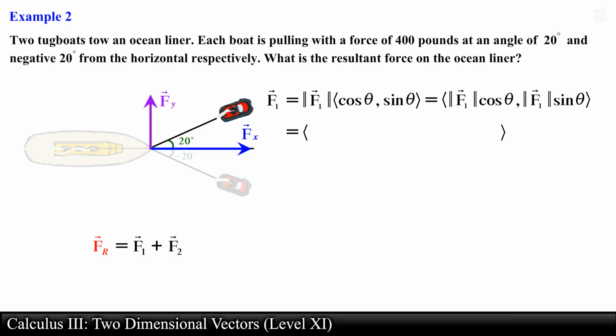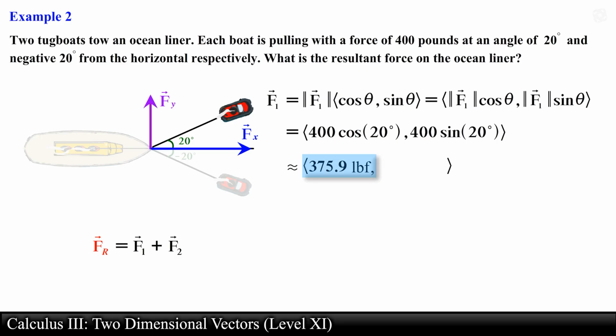The components for the first force are going to be equal to 400 cosine of 20 degrees for the x component and 400 times sine of 20 degrees for the y component. Approximating the components, we obtain 375.9 pounds and 136.8 pounds for the x and y components, respectively.